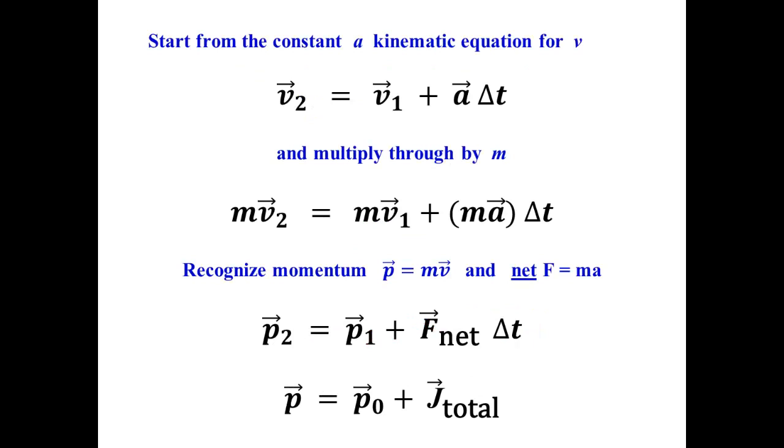Here we start with the vector equation for velocity. If we multiply through by the mass m, you notice that mv, the momentum, appears in this expression, and ma, the net force, appears in this expression. So this looks like the momentum at time 2 equals the momentum at time 1 plus the constant net force times, not dot product, just times the scalar delta t, the time that elapses between 1 and 2. This last piece is called J, the impulse. The net force times delta t is the total impulse J.